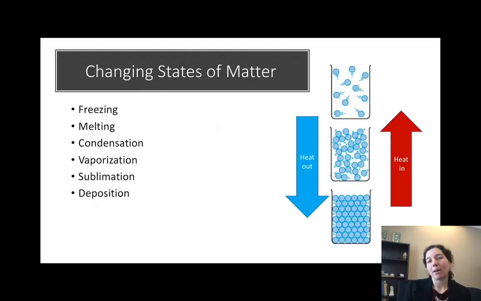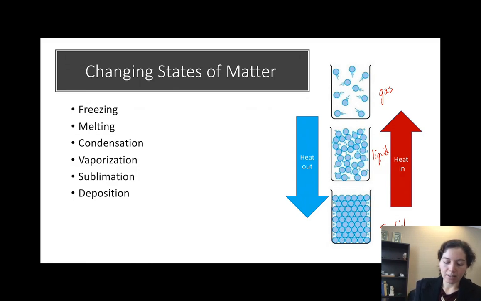Let's look at changing states of matter. So these physical states that we talked about, solid, liquid, and gas, can go through changes. So we can go from one state to another state. We often do this by adding heat to the system or removing heat from the system. So you can think again of water. When you heat it up, it's going to go from the solid to the liquid to the gas. If you cool it down, it's going to go the other way, gas, liquid, solid. And so we have names for these different changes for going from one state to another state.